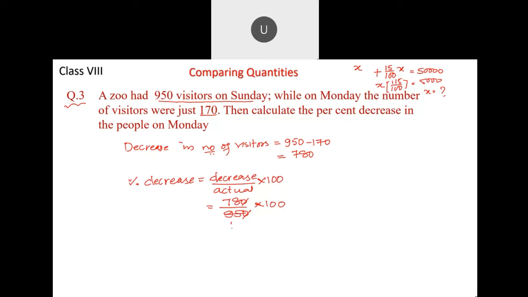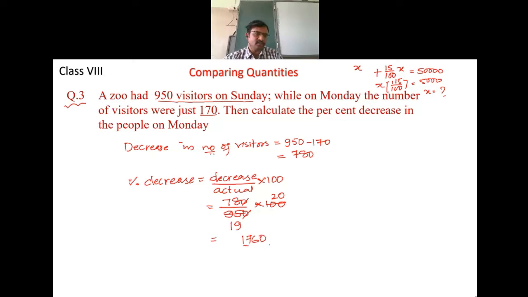82.2%, sir. 19 times, 20 times, isn't it? Yes, sir. So when we multiply this 20 with 78, what do we get? 1560, divided by 19. Yes, sir. So it is approximately 82.2.